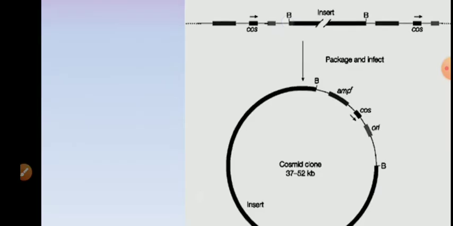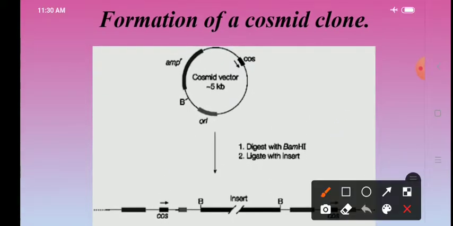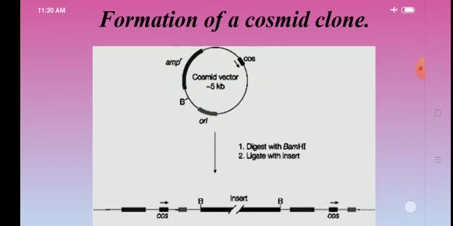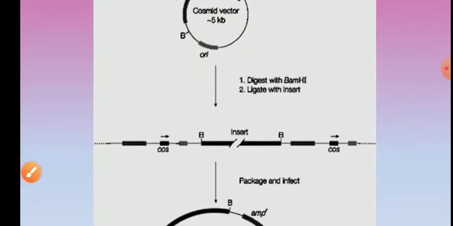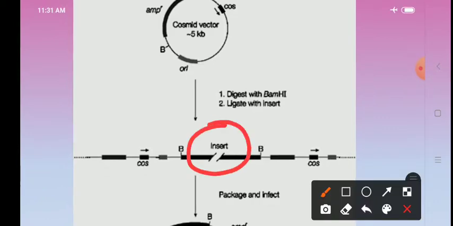Now, how can a foreign DNA be inserted? Here, we've shown a cosmid vector which contains cos site, antibiotic resistance marker gene, origin of replication. Now, the first thing is with the help of BamHI it can be digested or cut open, right? And we can insert. You can see here the word insert is written. So in between, when it is cut open with the help of BamHI into 2 pieces, foreign DNA fragment can be inserted.